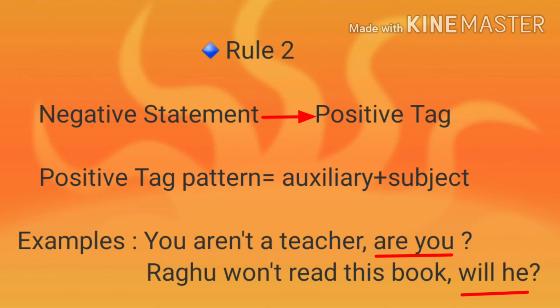Let's come to the second rule. If the statement is negative, the question tag should be positive. The pattern followed by a positive question tag is auxiliary plus subject. For example, you aren't a teacher. The statement is negative, so the tag should be positive. You aren't a teacher, are you? Auxiliary are plus subject you. Next, Raghu won't read this book, will he?